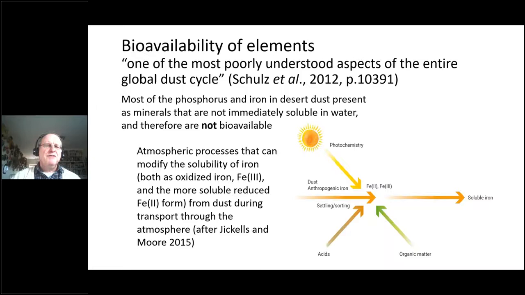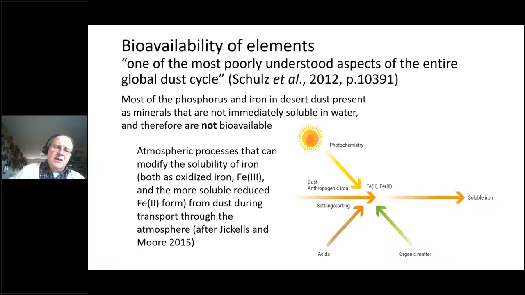Because most of the phosphorus and iron in desert dust are present as minerals that are not immediately soluble in water, and solubility is generally taken as a proxy for bioavailability. So you can be putting large amounts of these nutrients into the ocean system, but if they're in a form that's not available to biological life, then it's not going to do much for productivity. But just how these elements become bioavailable is the subject of several research efforts.